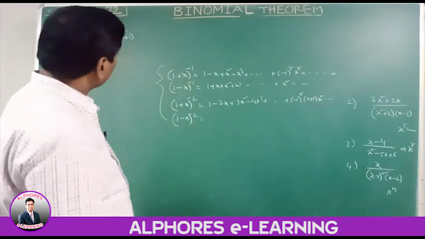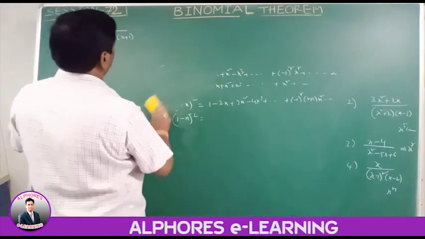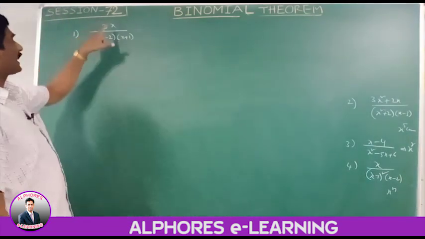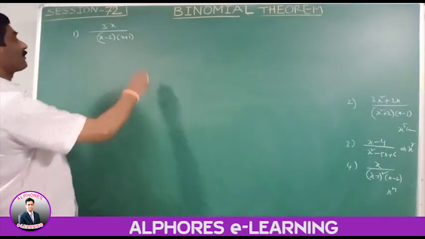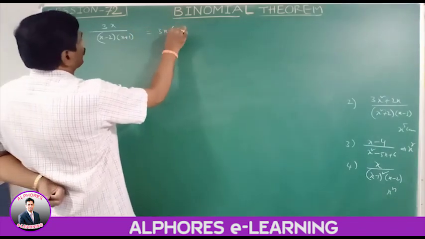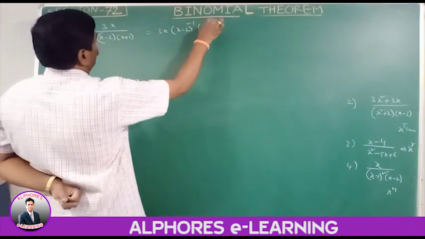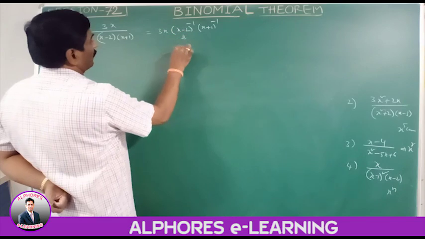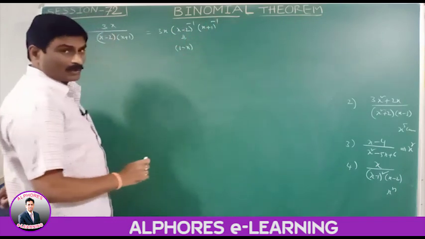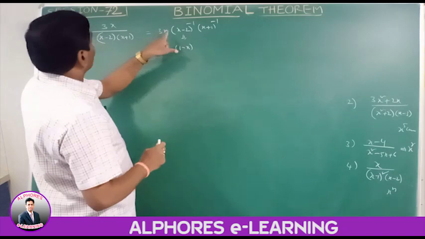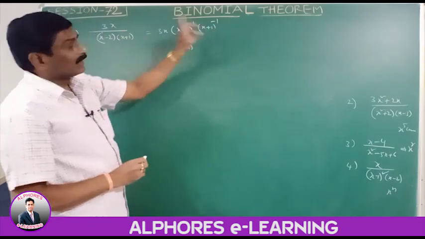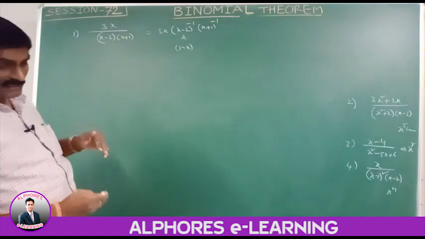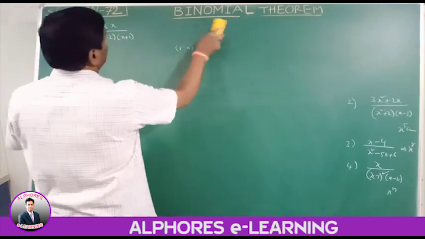Next, coming to the problem. We find the coefficient of x power 4 in the expansion of the rational fraction 3x by (x minus 2)(x plus 1). Suppose this is reduced as 3x into (x minus 2) whole power minus 1 into (x plus 1) whole power minus 1. Please observe this first. This can be reduced into (1 minus x) whole power minus 1 and (1 plus x) whole power minus 1. After expansion, multiplying these values, we get the x power 4 coefficient. It is one method, a lengthy method. But by using partial fractions, we find the coefficients easily.